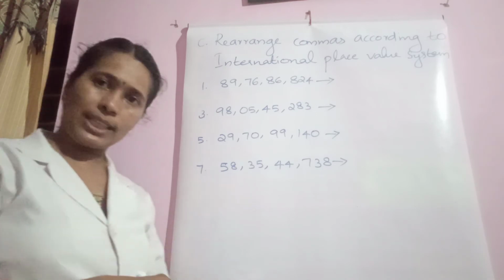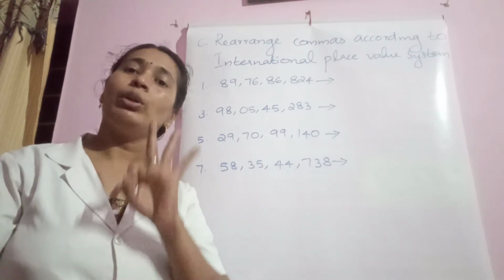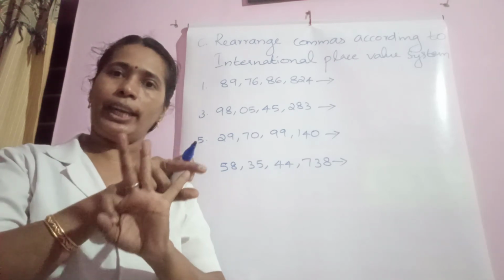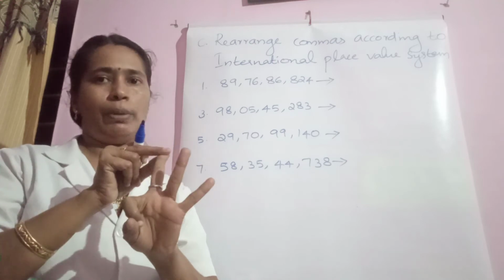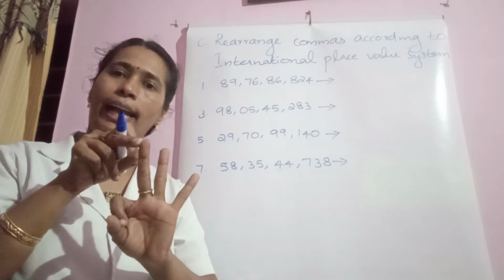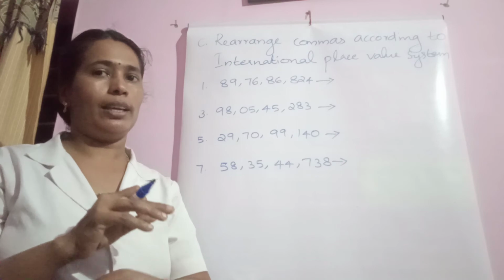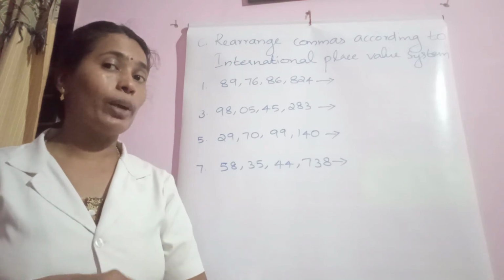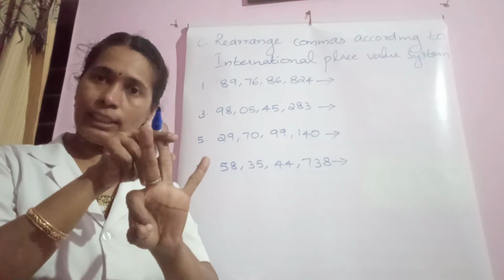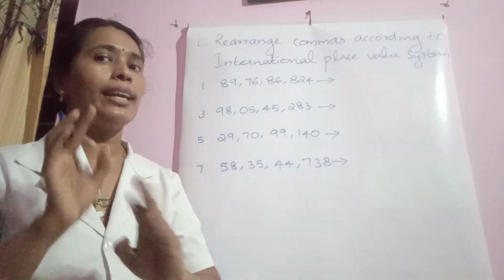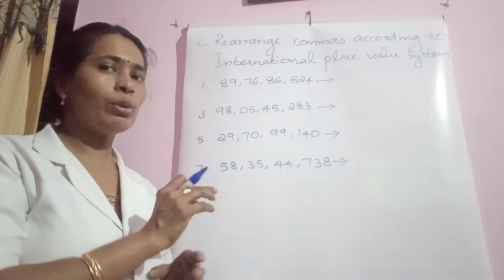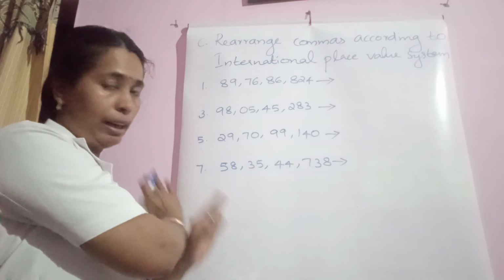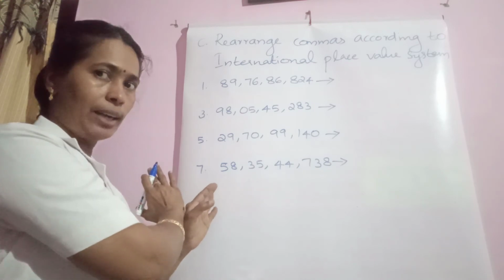In the international system of numeration, we have 3 periods: ones, thousands, millions. And each period has 3 digits. Total how many digits are required? 3 plus 3 is 6, 6 plus 3, 9 digits are needed. So we have to start from our right hand side, then move to our left hand side. Okay, so let us start.